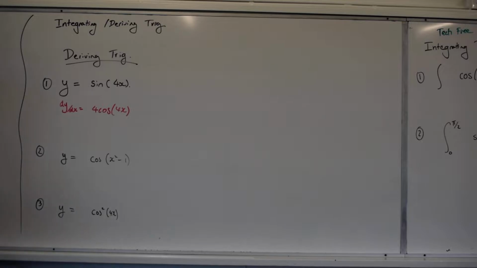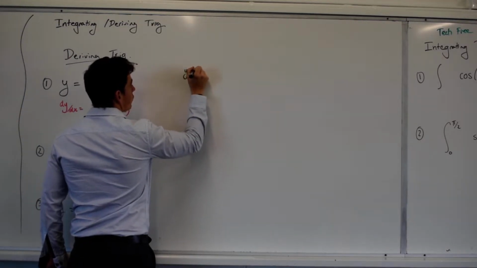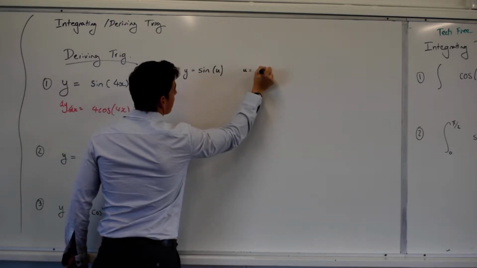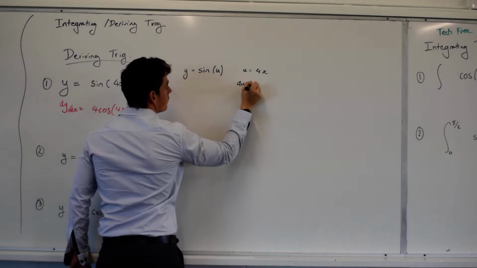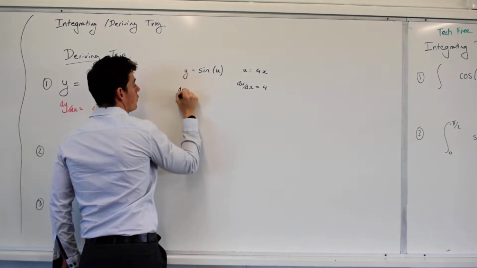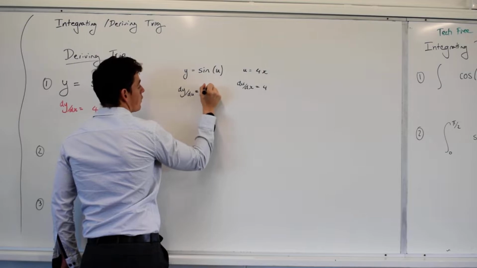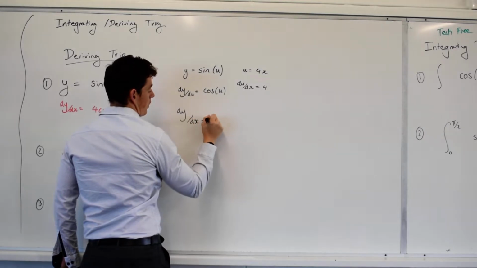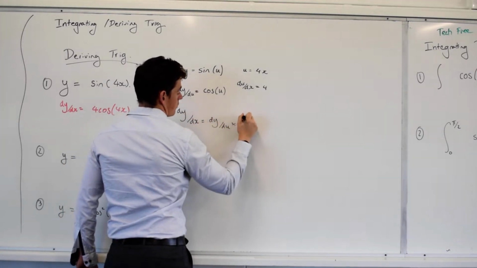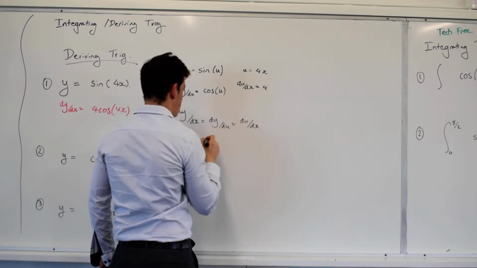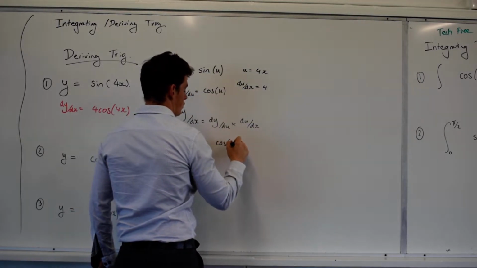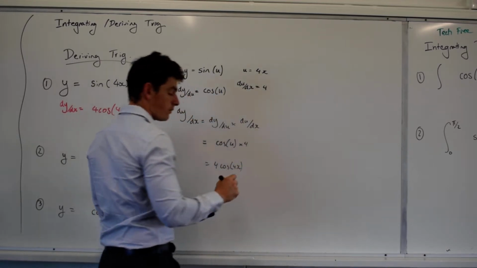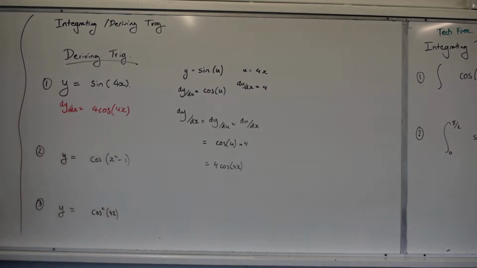Chain rule, okay. We're going to get y equals sine u, where u equals 4x. du dx equals 4, dy du equals cos u, dy dx equals dy du times du dx, which equals cos u times 4, which equals 4 cos 4x. Sweet.